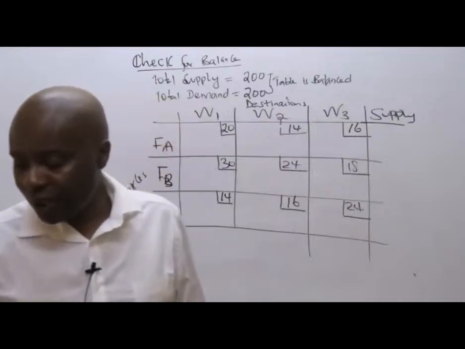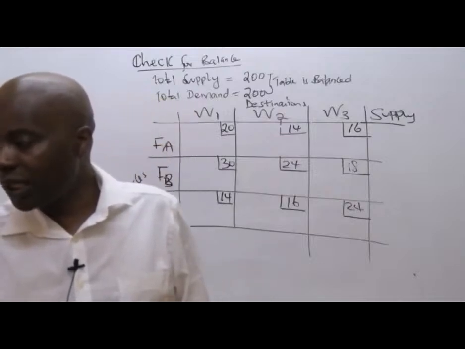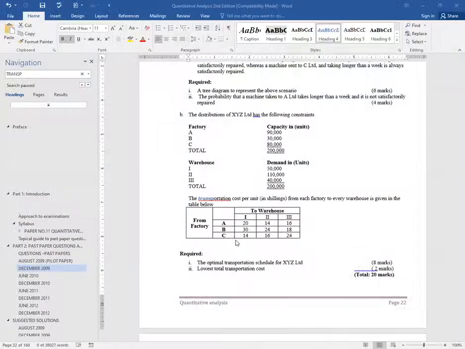So if you look at our question, they have given us the supply capacity. A will give us 90. Remember, my figures are in terms of thousands of units. B supply is 30. C supply is 80. So we have 90, 30, and 80. And then warehouse 1 demand is 50, warehouse 2 is 110, and warehouse 3 is 40.